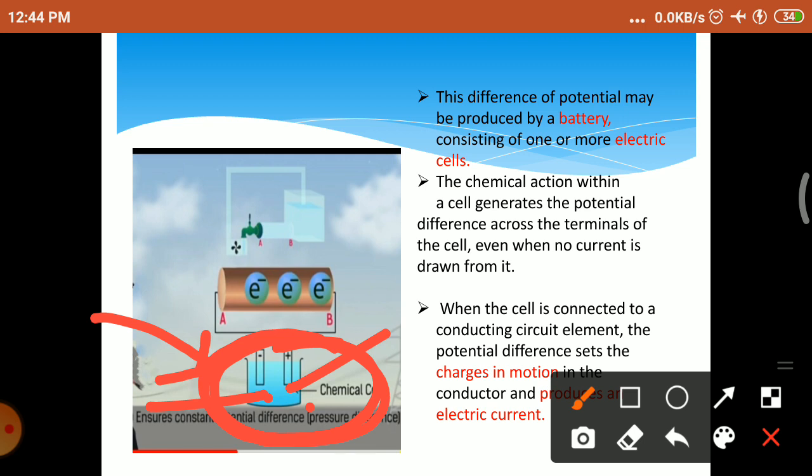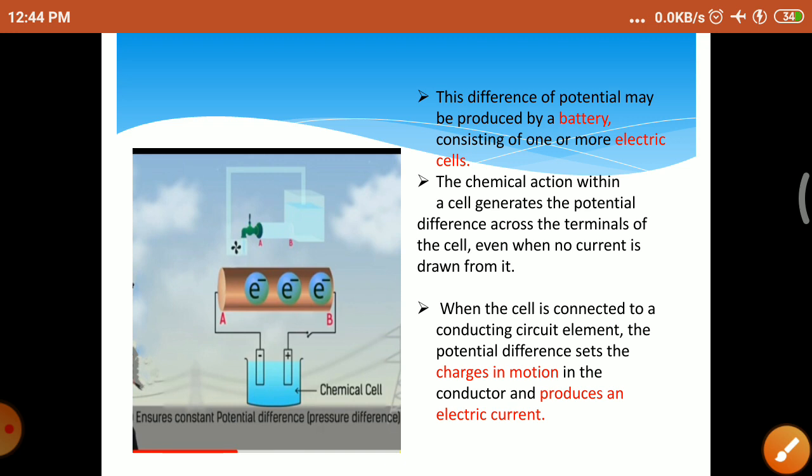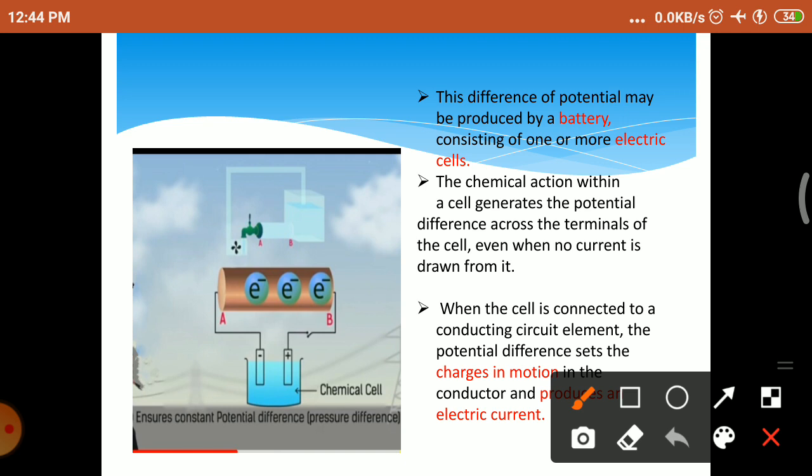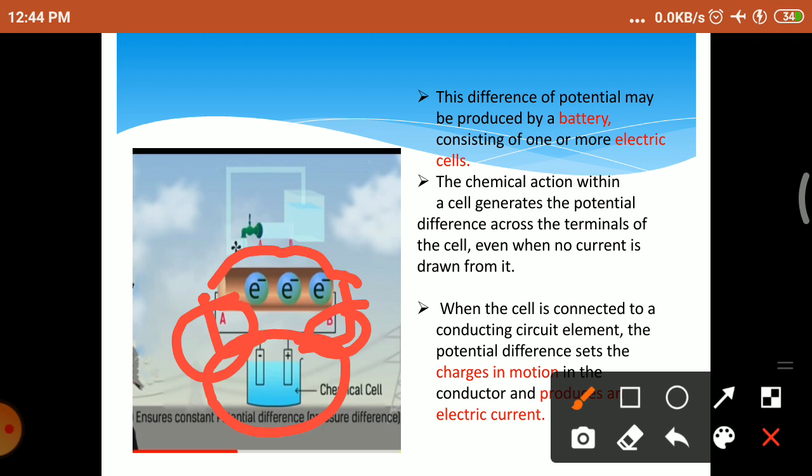When the cell is connected to a conducting electric circuit, the potential difference sets the charges in motion in the conductor and produces an electric current. So when this electric cell is connected to a conductor, it creates a potential difference between A and B so that the charges continuously move in the electric circuit and electric current is produced.